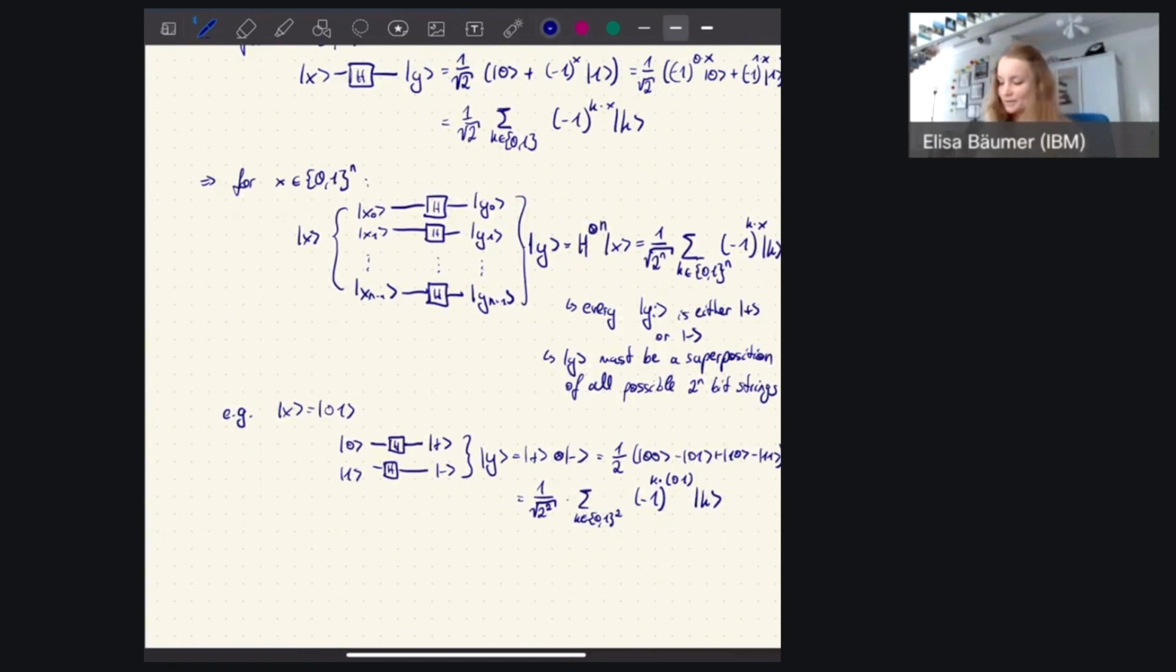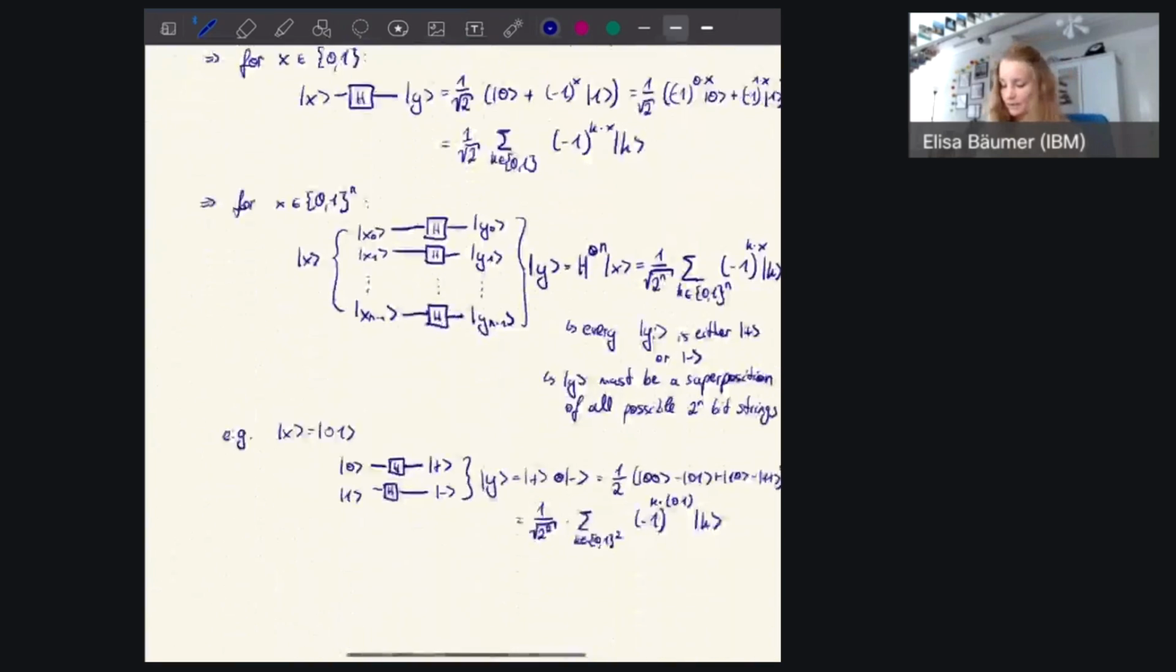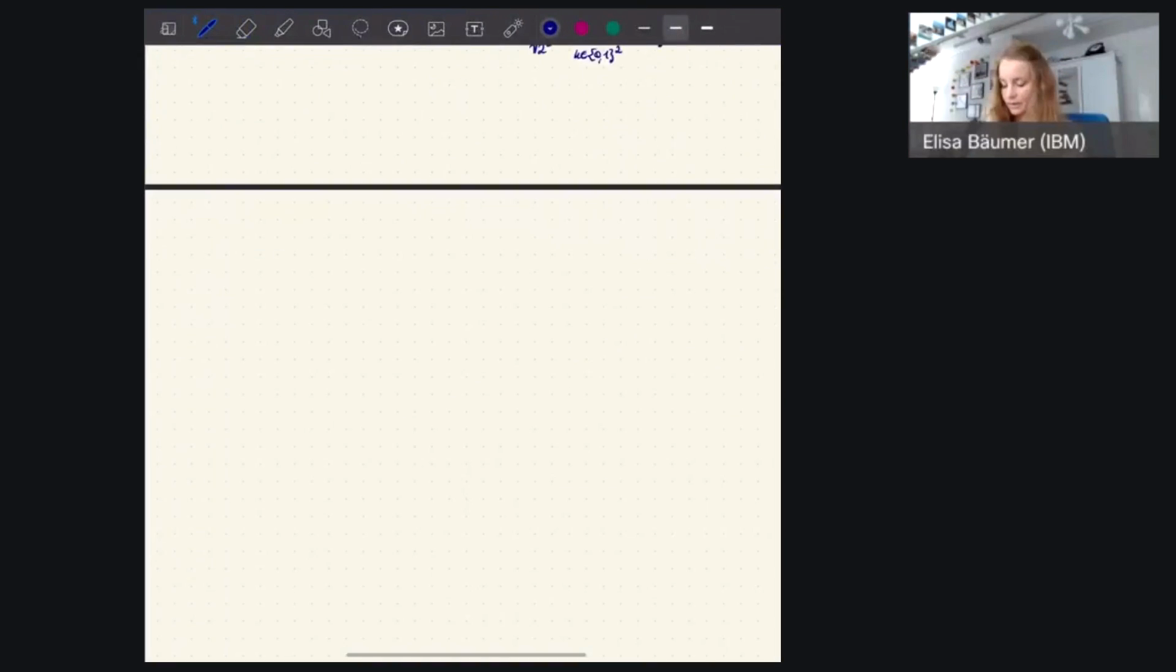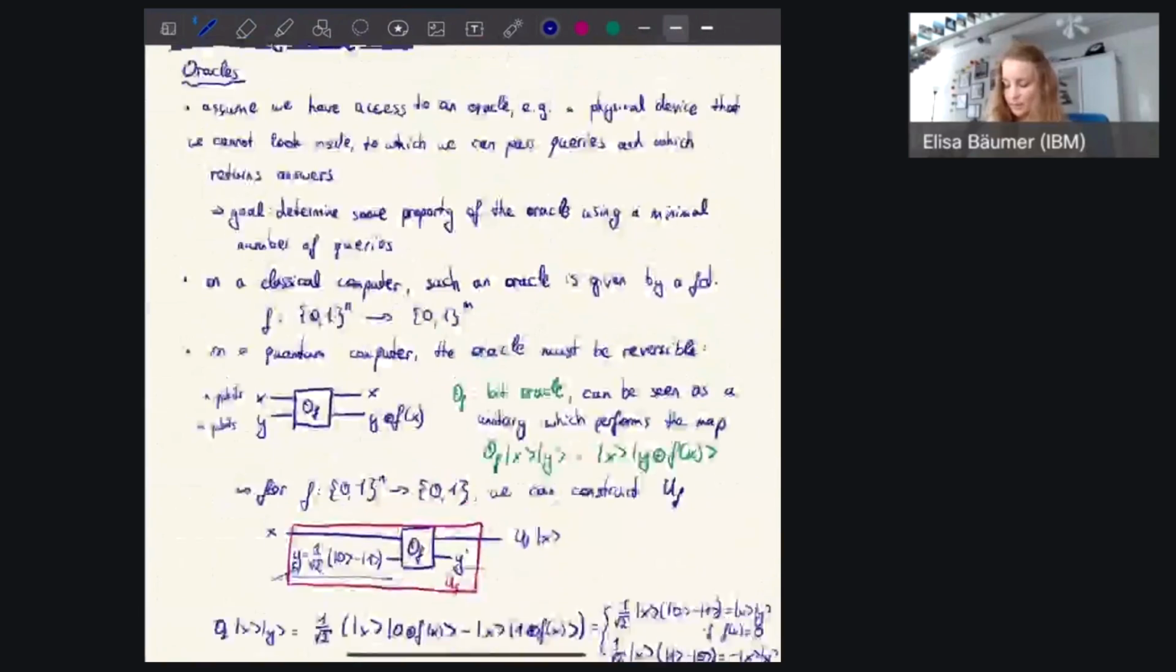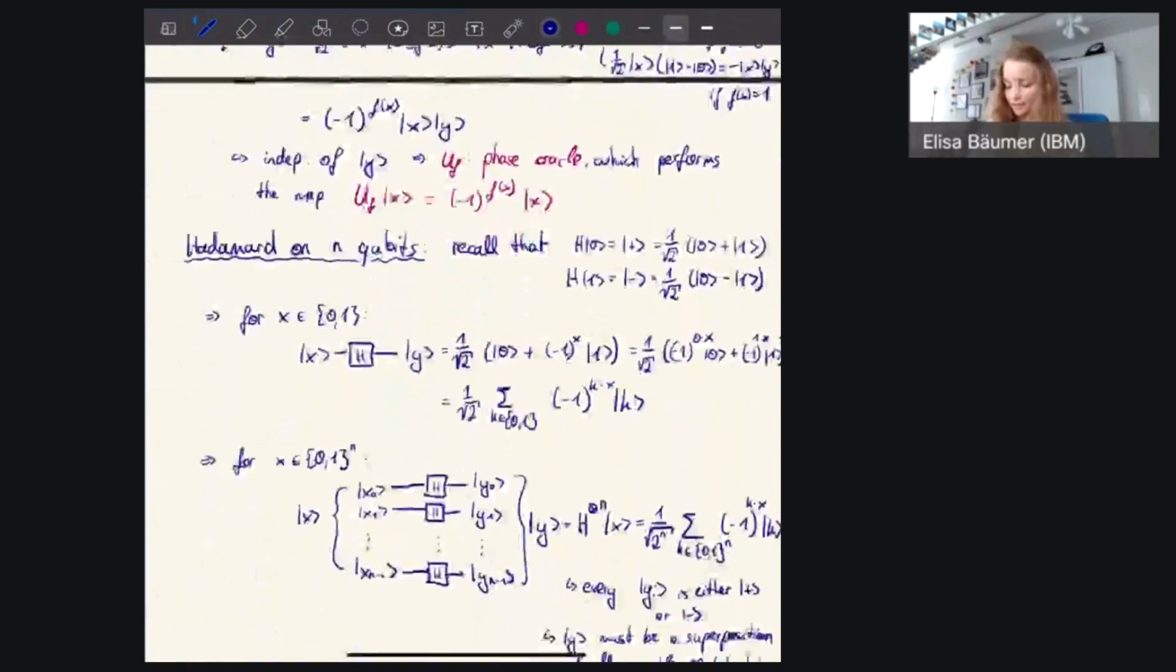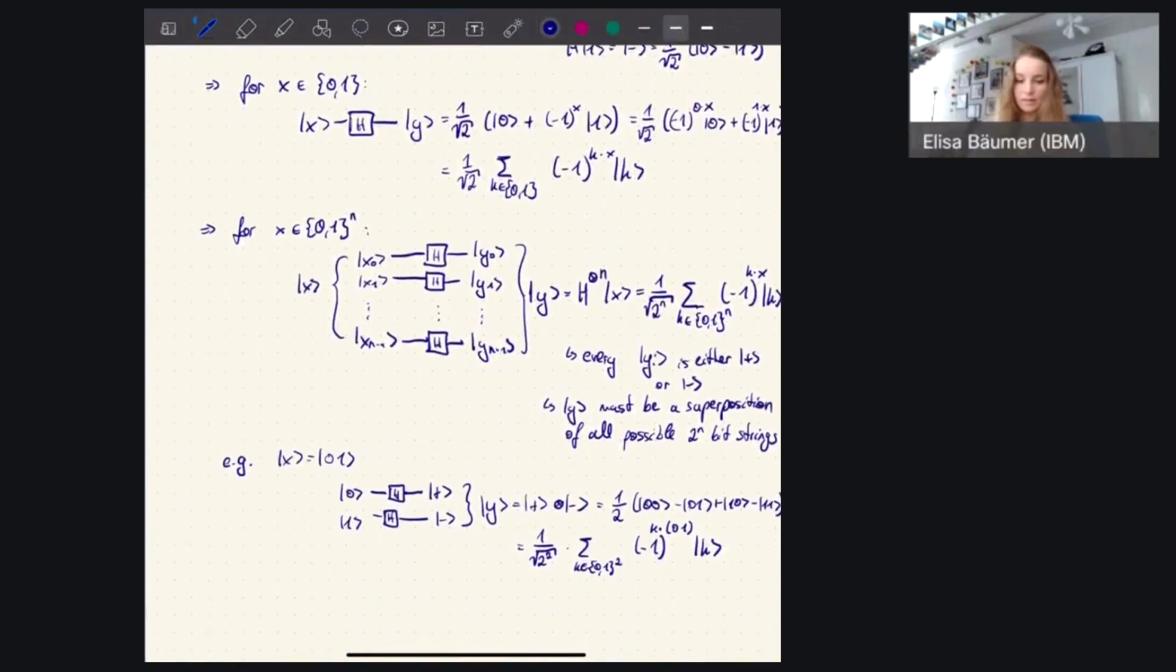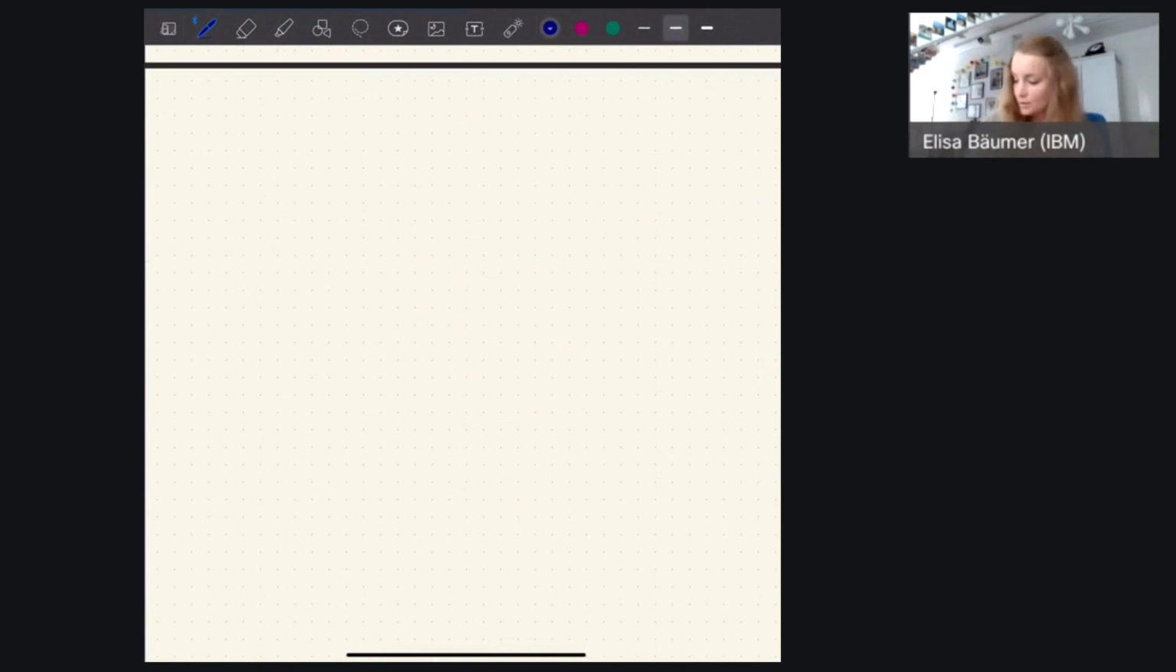Good. Now we have all the basics that we need for understanding the Deutsch algorithm. We understood what oracles are. We looked at how Hadamard gates act on n qubits. And that's all that we need for the Deutsch algorithm, really. So let's discuss that one.